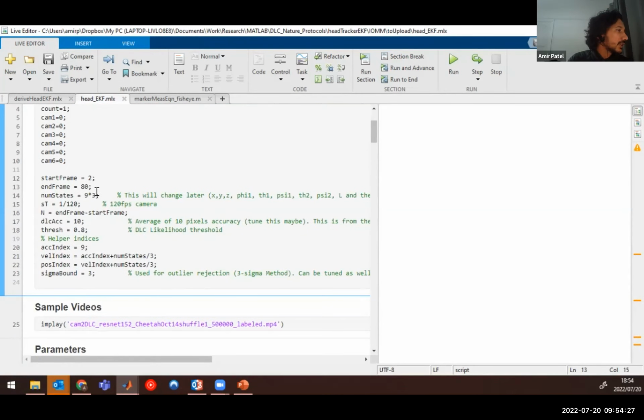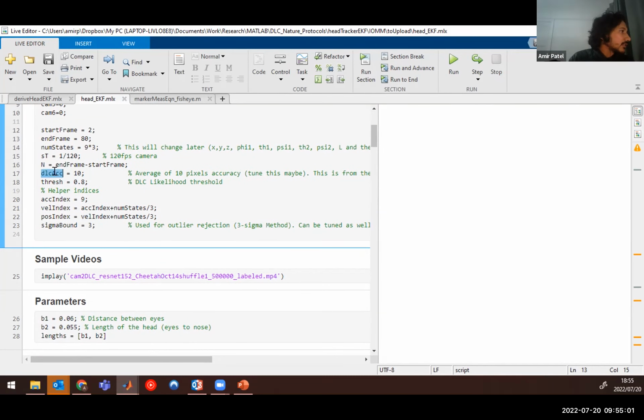So you need to define a beginning and an end frame. This is tricky when you're dealing with things in the wild, because you're not going to see the animal all the time. So it really cuts down the amount of data that you can extract and analyze. So you need to find ones where at least two cameras are seeing the thing you're looking at. In our particular case, we only have about 80 frames, from frame 2 to frame 80, where we can actually do 3D reconstruction.